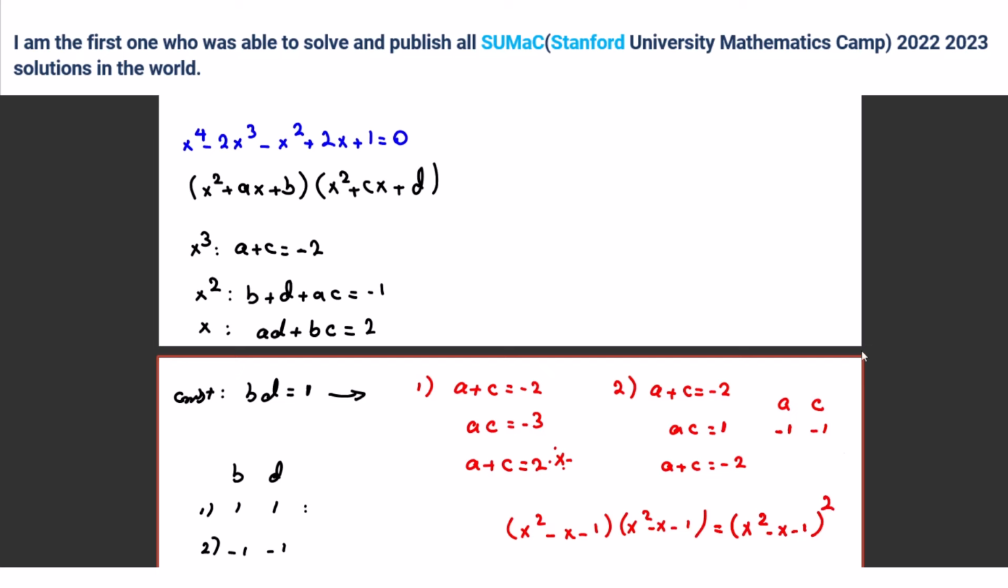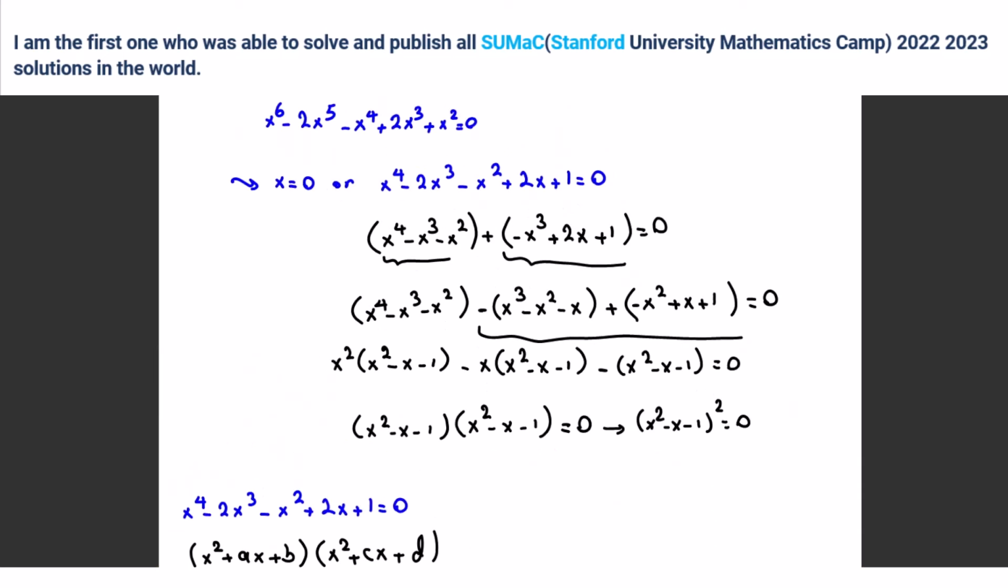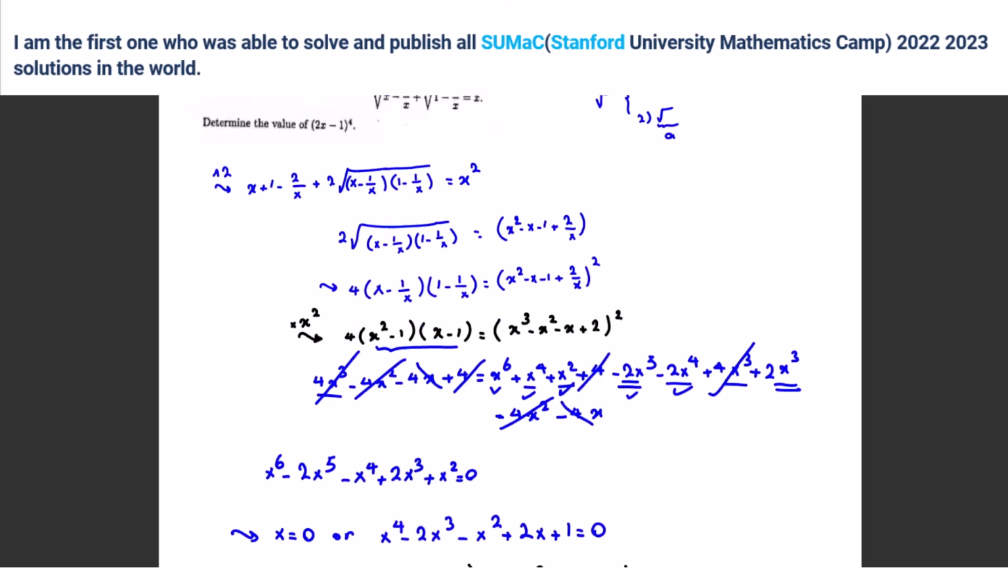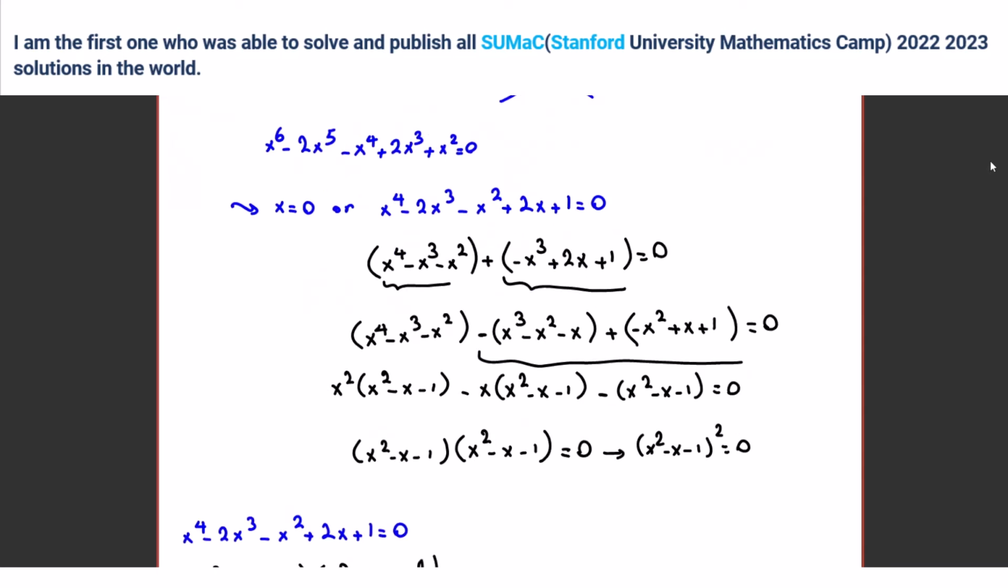So it was another approach. In HKIMO also it was useful, I think HKIMO 2022 for Hong Kong. So we found this. Now solve the rest of the problem. The problem says find maximum x and then find (2x minus 1) to the 4, okay? So we've reached this part. Find the answer. Right, okay.